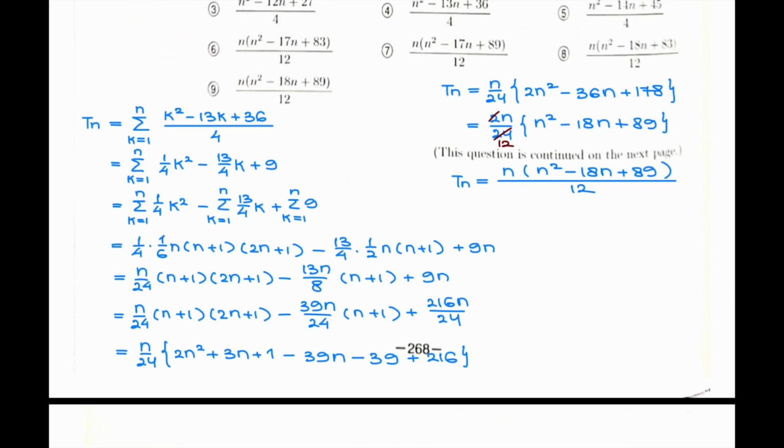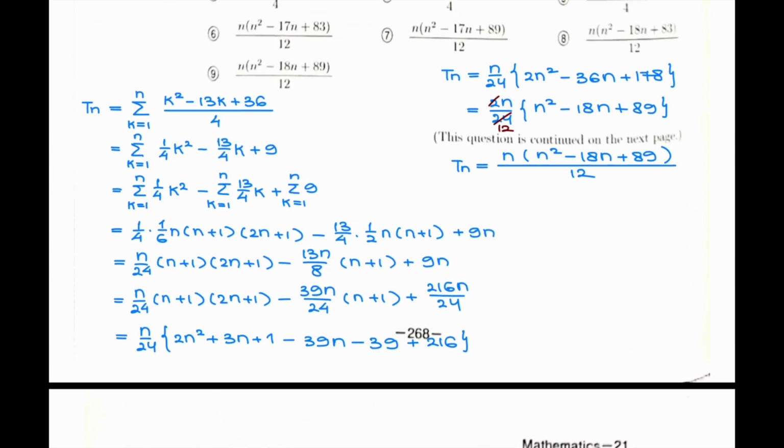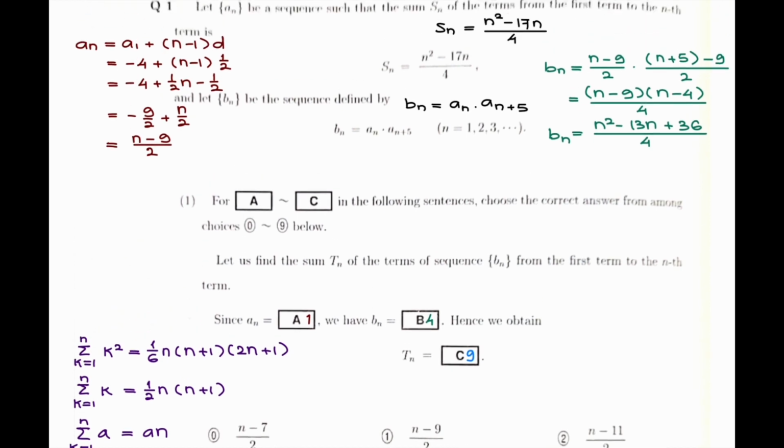The next part is, let us find the minimum value of Tn. So the objective now is we want to find the minimum value of Tn. Remember, I already got Tn. When n is less than or equal to blah blah blah, or n is greater than or equal to blah blah blah, we see that Bn is greater than 0. So now my focus is, what is the condition for Bn greater than 0? My Bn is, wait a second, this one. So n squared minus 13n plus 36 greater than 0.